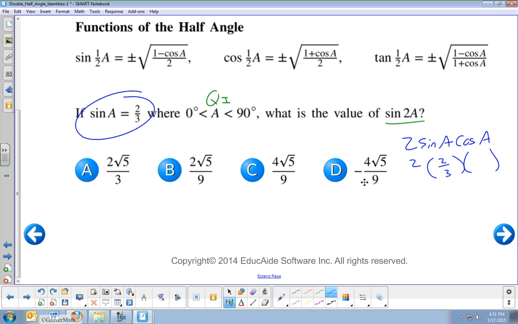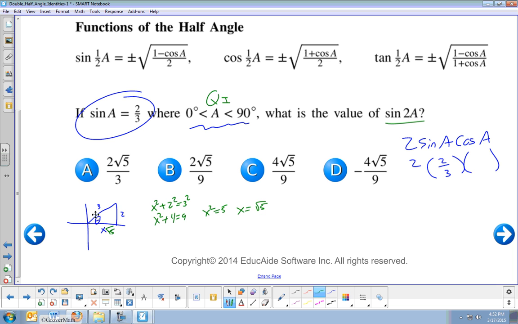This is why they tell us we're in quadrant 1, because I could draw a triangle in quadrant 1 and label theta in there. Sine is opposite over hypotenuse, so that would be 2 over 3. Now I'm finding this adjacent x value here. I'll call it x. Little Pythagorean theorem: x squared plus 2 squared equals 3 squared. x squared plus 4 equals 9. x squared equals 5. x equals plus or minus the square root of 5, but we know because we're in quadrant 1, it's going to be positive, so it's radical 5.